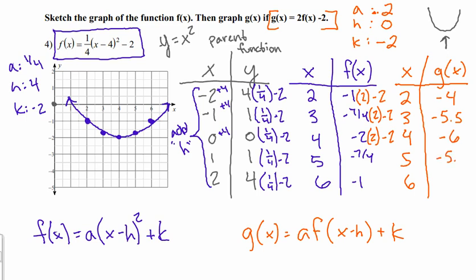And then it's going to be the same on this side. So we get new points. We got 2, negative 4, way down here. We got 3, negative 5.5, which would be about right here. We get 3, negative 6.